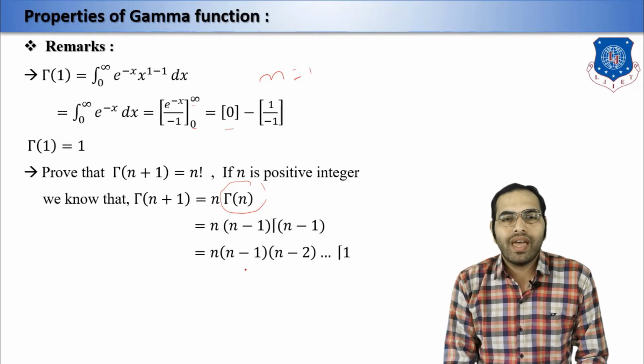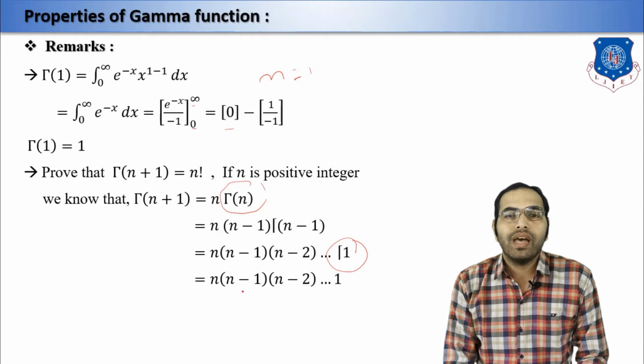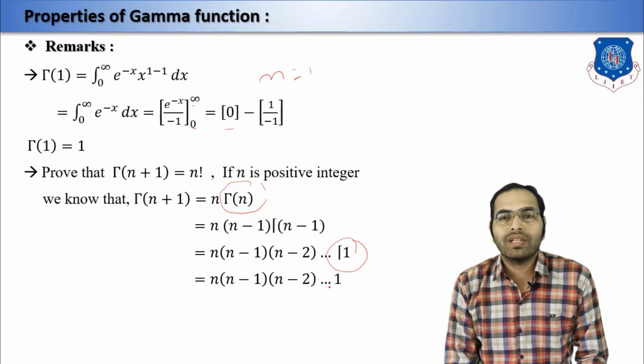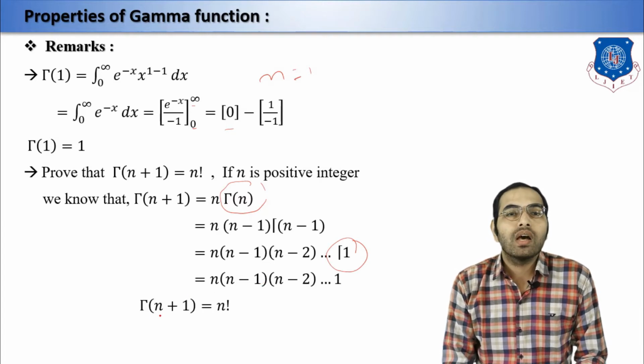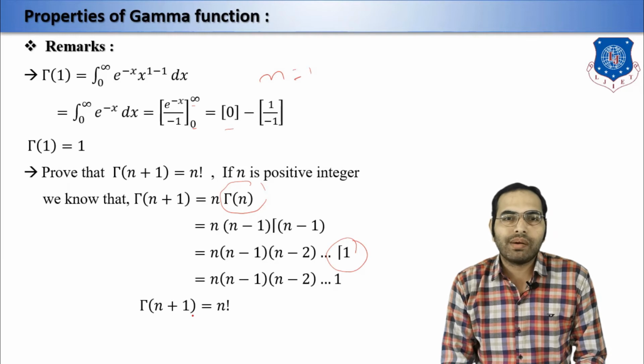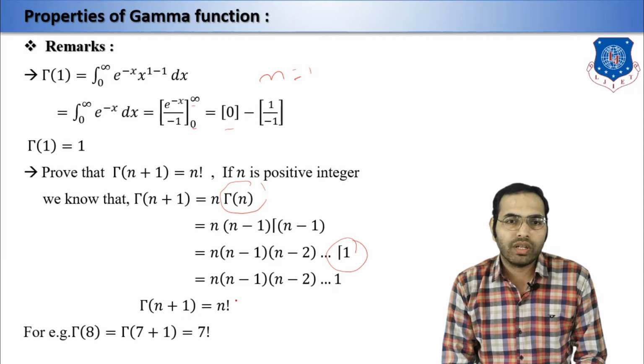That means n, n minus 1, n minus 2, up to gamma 1. You all are aware of the value of gamma 1, that is 1. That means n, n minus 1, n minus 2, n minus 3, up to 1. That is nothing but n factorial. Hence we prove that our property gamma n plus 1 equals n factorial.